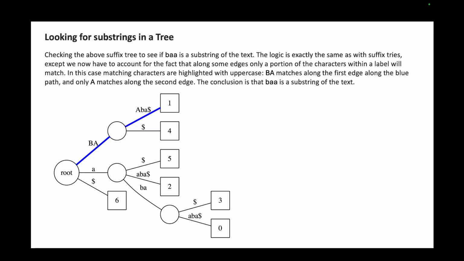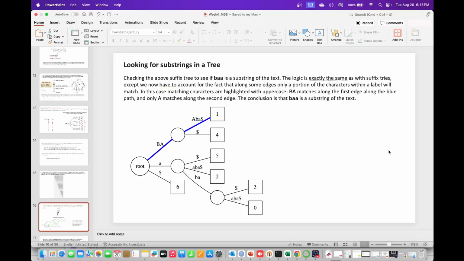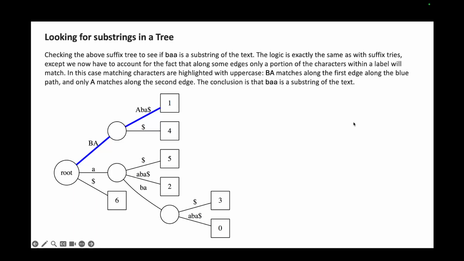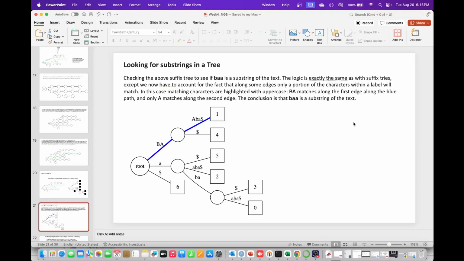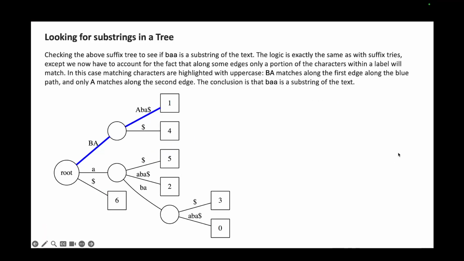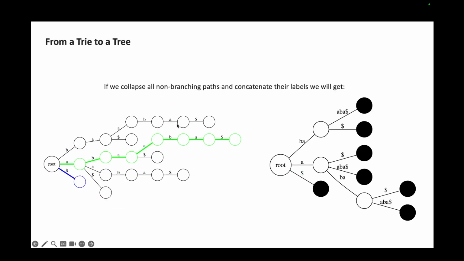The logic is exactly the same. As I was saying, tries and trees are very similar. The logic is exactly the same as with suffix tries, except now we have to account for the fact that along some edges, only a portion of the characters within a label will match, because we have collapsed all these single edges into one. So it is possible that after BA, it doesn't match the whole thing; it matches only a certain portion of it. Right? It is possible.